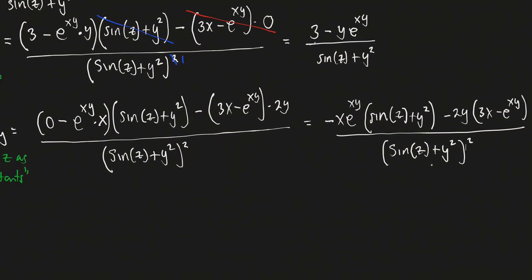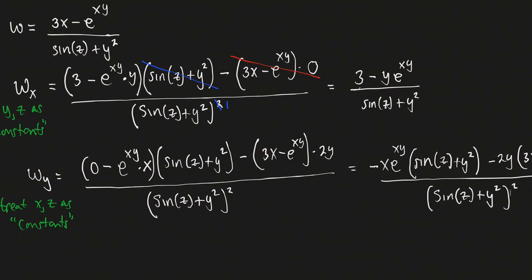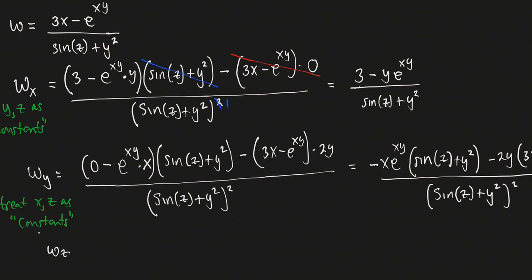And now, finally, let's do the partial with respect to z. So our partial with respect to z, and as you might expect, we're going to treat x and y as constants. So treat x and y as constants. And this is what we have. The nice thing about this is there is only one term in this whole function that has a z. So lots of things are going to be 0. Let's see what it looks like.